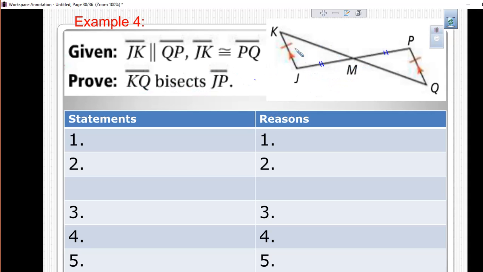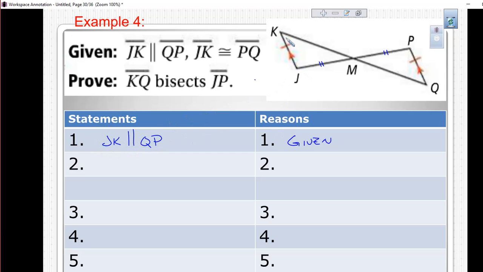So in order to do this, we have to first prove our triangles are congruent. So let's look to see what we've got. The first statement they give us is JK parallel to QP. That is given. And so for the next step, let's see what we know because the lines are parallel. Now in the past I've said that anytime we have parallel lines, 9 times out of 10 we have a pair of alternate interior angles.